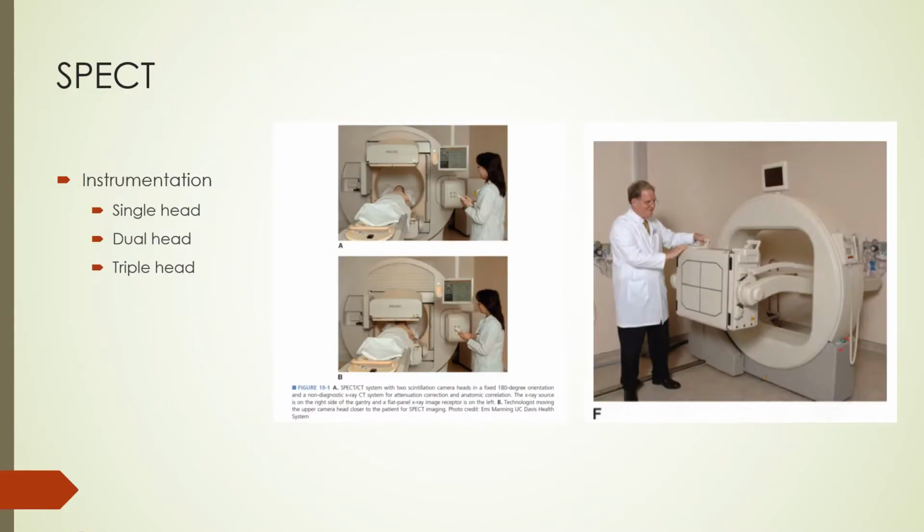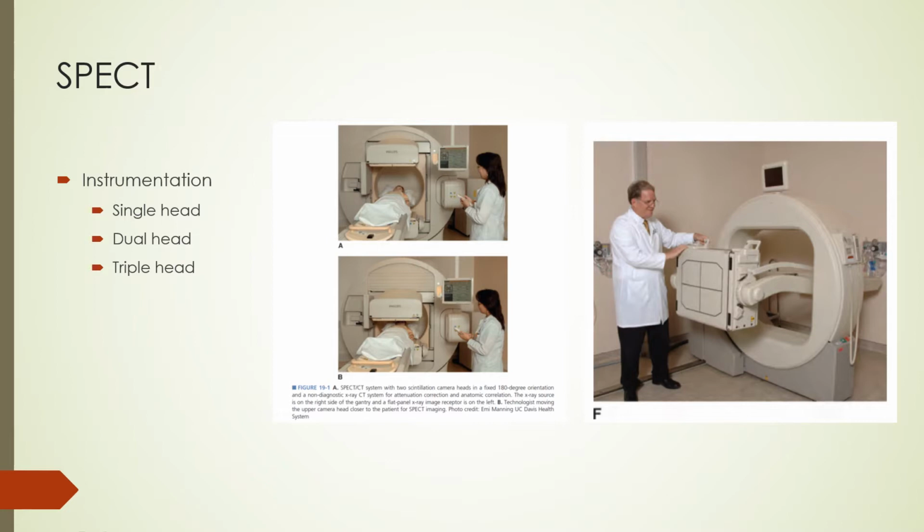SPECT cameras may have single, dual, or triple scintillation camera heads. The heads may be arranged in parallel but will rotate to acquire projections about the patient at different angles, as in standard planar projection imaging. If a single head is used, the head may rotate through 360 degrees. If a dual head is used, each head only needs to rotate through 180 degrees. Having multiple heads reduces the acquisition time for a given radionuclide activity administered.